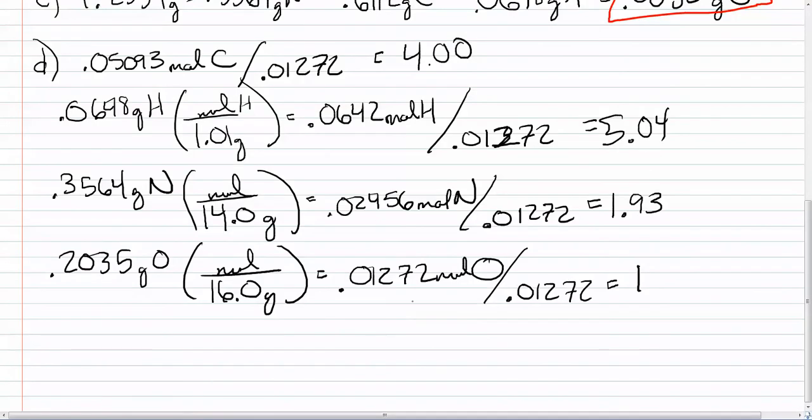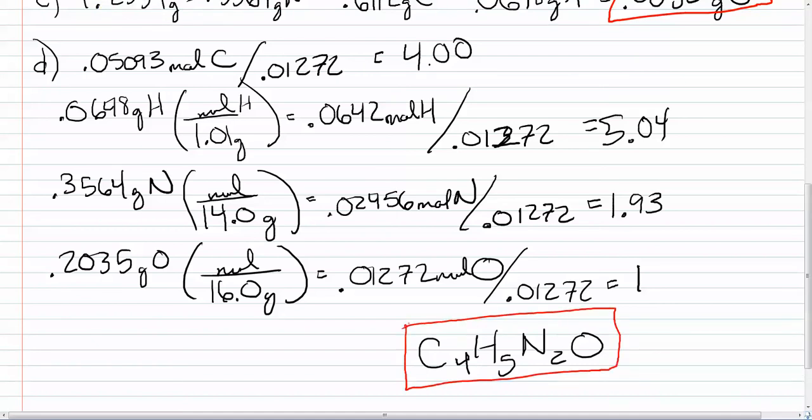So we are looking at a grand empirical formula of C4H5N2O. That is a 4. Let's clear that up a little bit. A4. Awesome. And that will be our answer to part D, or part 4. I say D, they say 4.